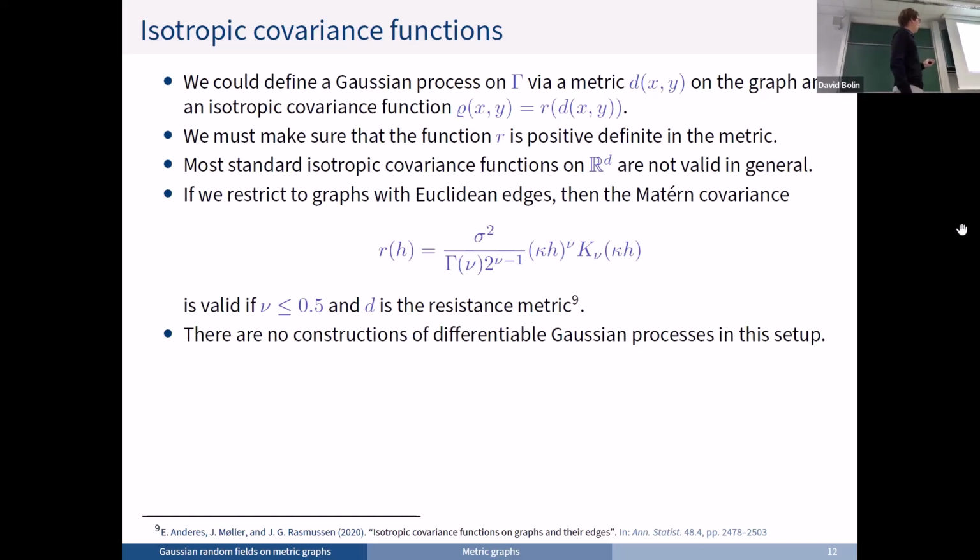Okay, so this is one way of constructing an isotropic Gaussian process on a network. As far as I know, there are no constructions to define differentiable processes in this setup. So if you know this Matern covariance, if that parameter nu is equal to a half, that corresponds to an exponential covariance, which is a Gaussian process that has continuous sample paths, but not differentiable.